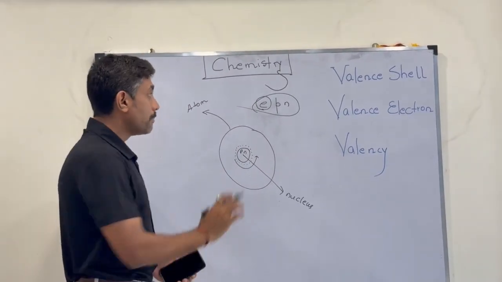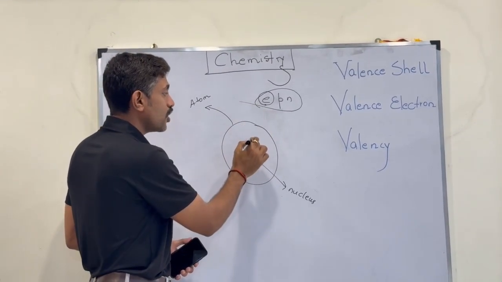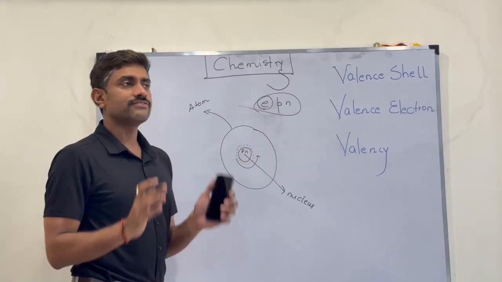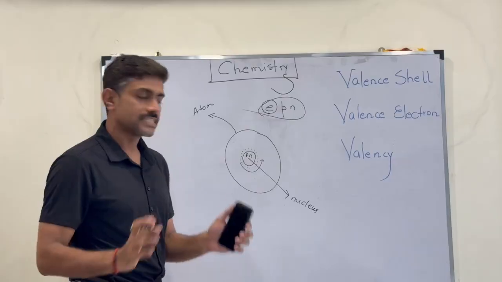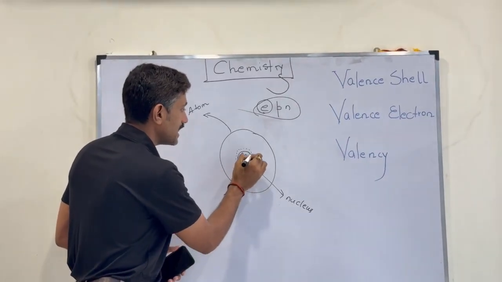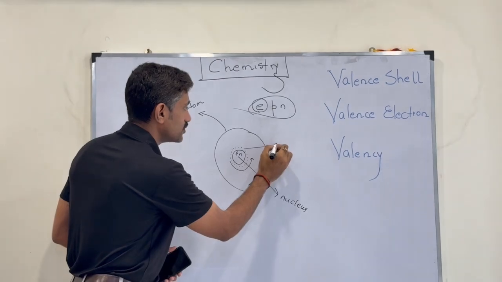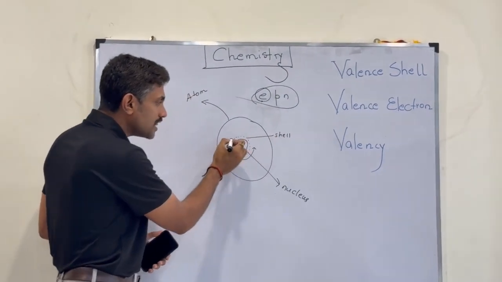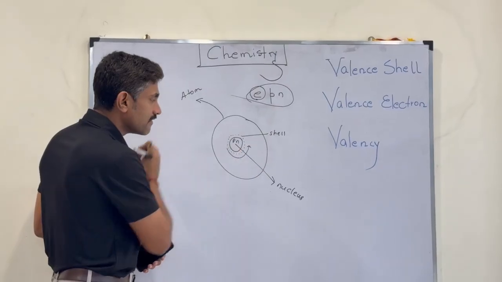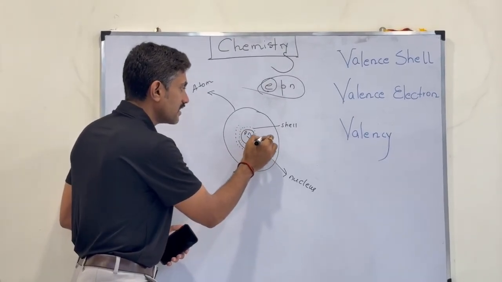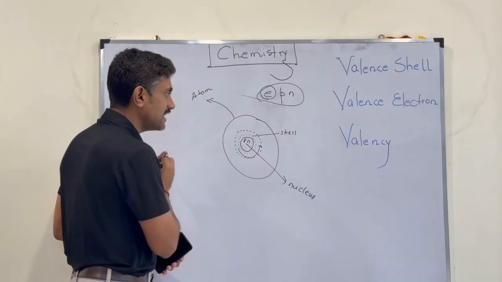You got the point? But these electrons will not be sitting randomly around the nucleus. They have a certain position where they are going to sit. So this is known as shell. S-H-E-L-L. Now, not all the electrons will be sitting in one shell. You have one more shell here, so a few electrons will be sitting here.